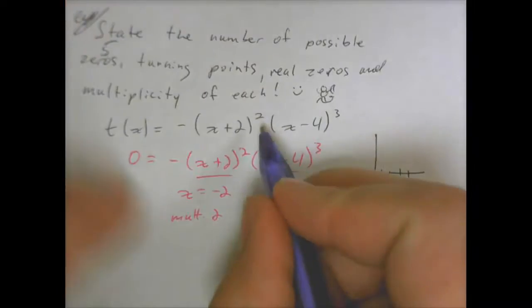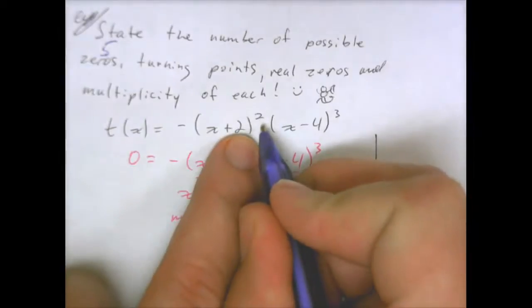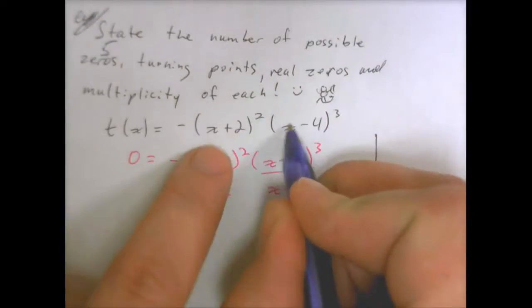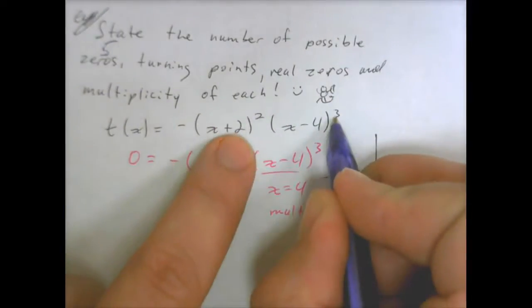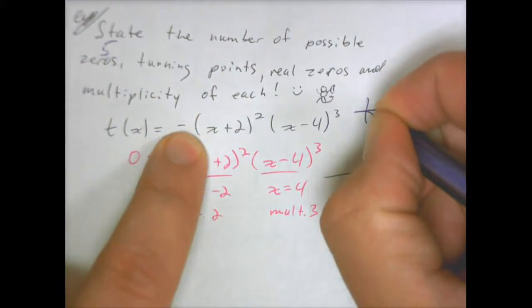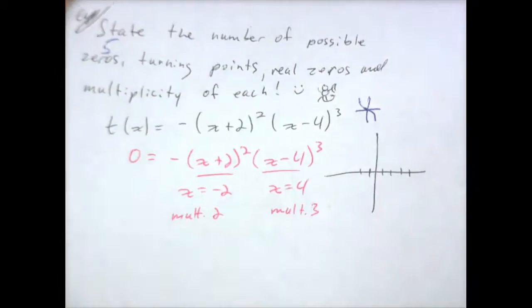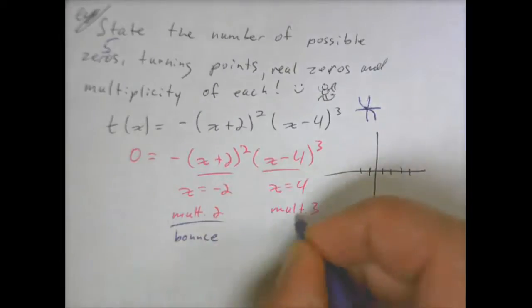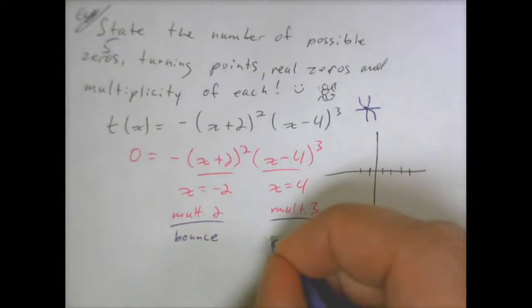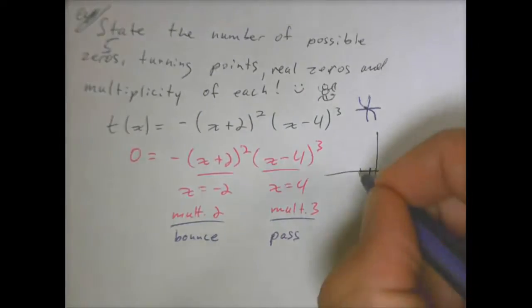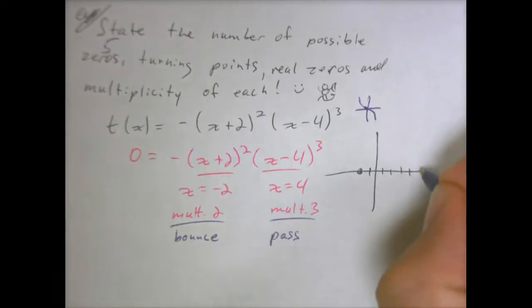And now with our highest power, with our leading term test, right? That's what we call it? Yeah, leading term test. x squared, x cubed, make x to the fifth. It is negative, so I will know it will look something like that in both directions. Since this one has a multiplicity of 2, it is an even multiplicity, which means it will bounce off of that zero. And this one's a multiplicity of 3. It's an odd multiplicity, so it will pass through that zero. So negative 2 and 4.